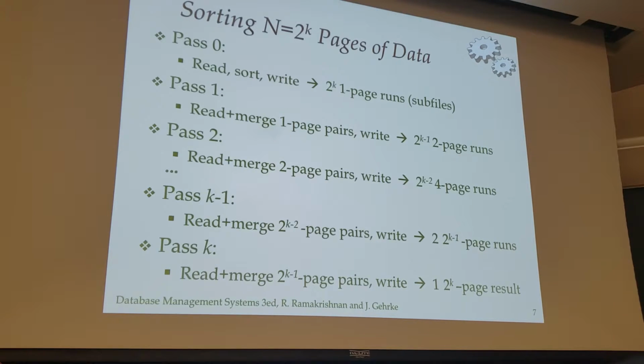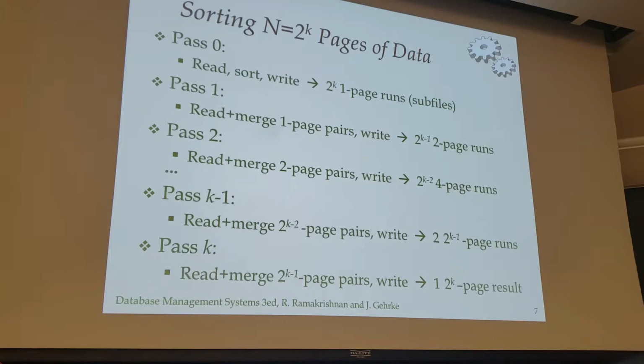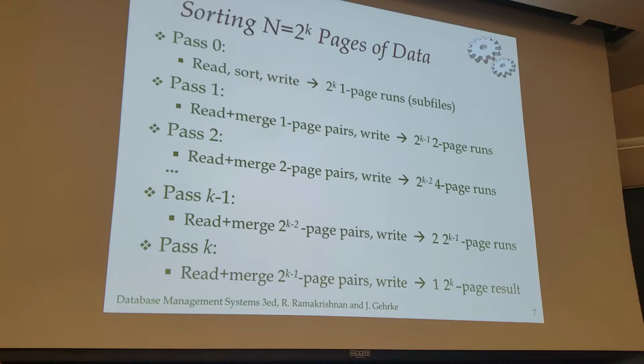In pass k minus 1, you see what the pattern is. I'll be putting together things that are size 2 to the k minus 2, and I'll be producing 2 things that are size 2 to the k minus 1. So the output of pass k minus 1 is going to be a bunch of things of size 2 to the k minus 1, actually just 2 of them. And then in pass k, I'll be taking the output of pass k minus 1, merging those 2 to the k minus 1 page runs, and producing one 2 to the k page run. So that's all that's going on.